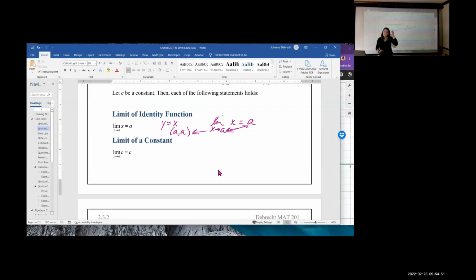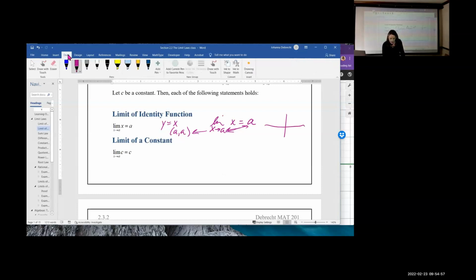The identity function is defined everywhere, right? Remember what it looks like. It's basically the line at a slope of 45 degrees that bisects quadrants 1 and 3. It's defined for all real numbers, so the limit value exists at all values.